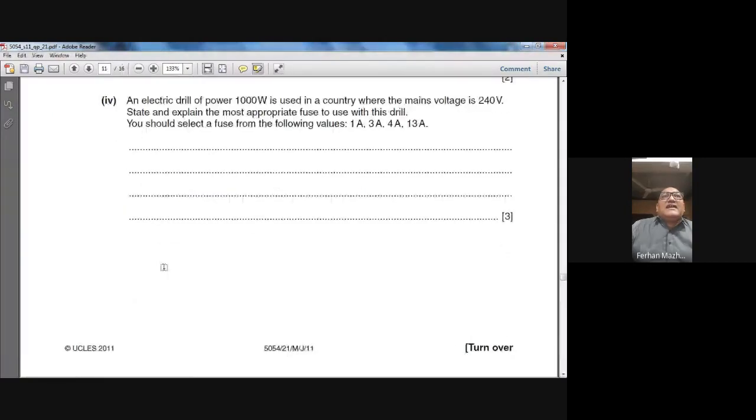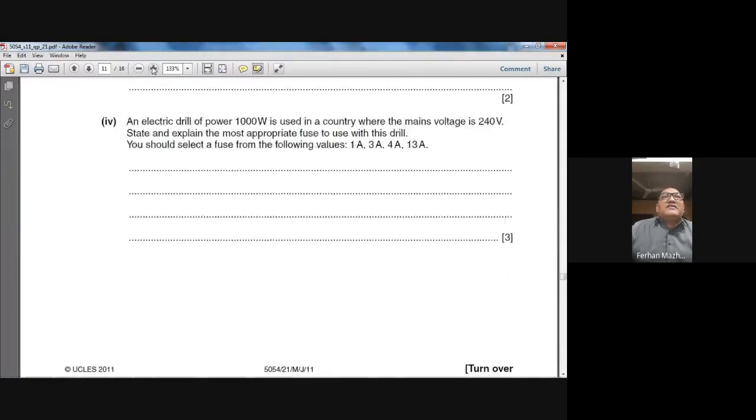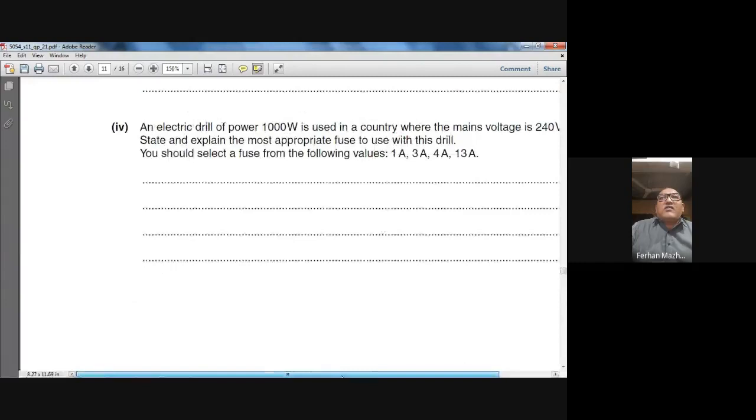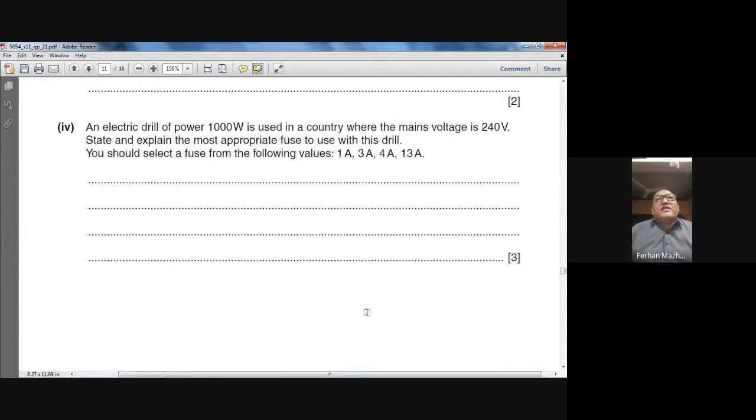He says, an electric drill of power 1000 watt is used in a country where the mains voltage is 240 volt. State and explain the most appropriate fuse to use with this drill. So which fuse should I use? The power of the drill is given, the voltage is given.